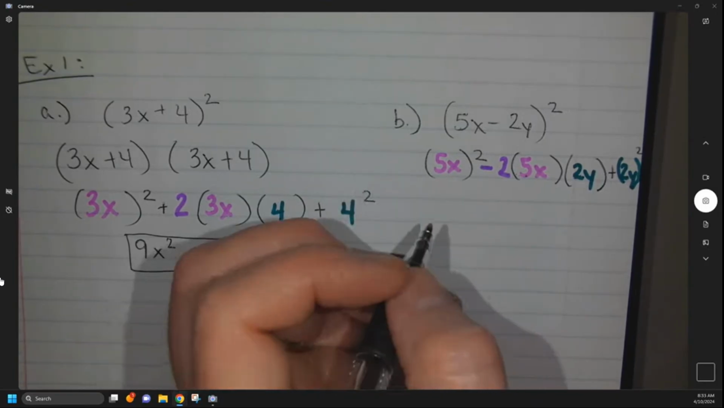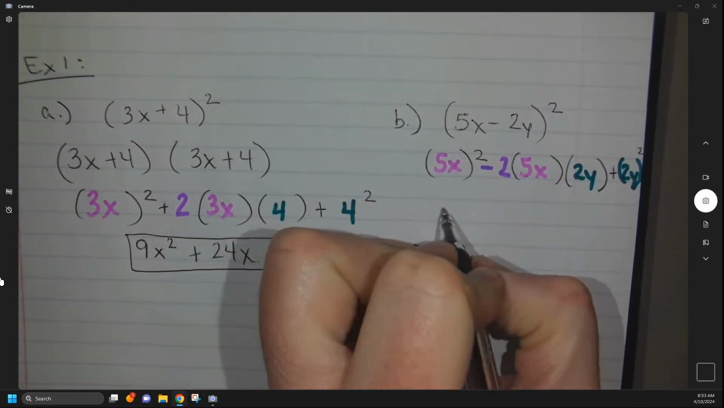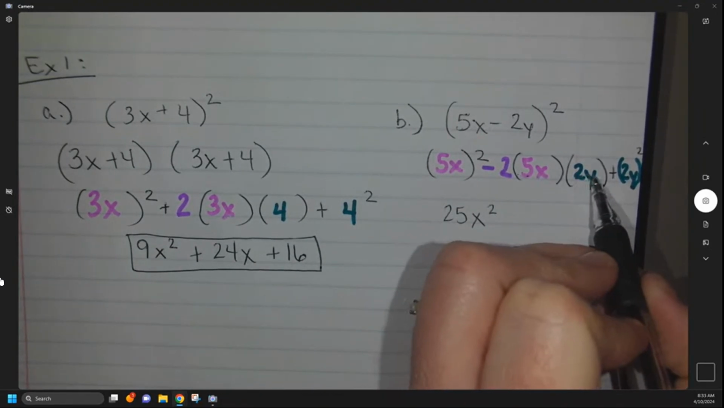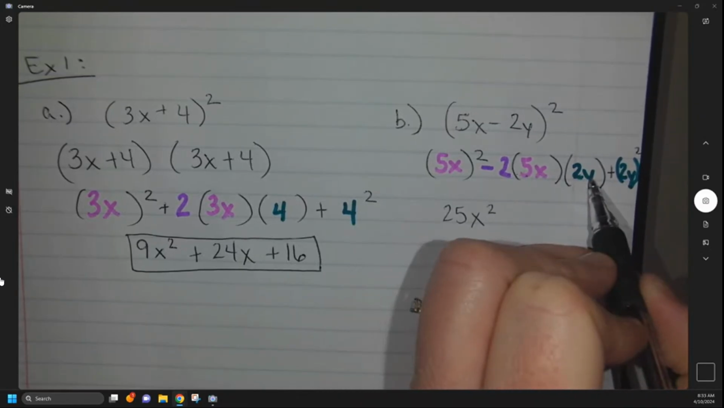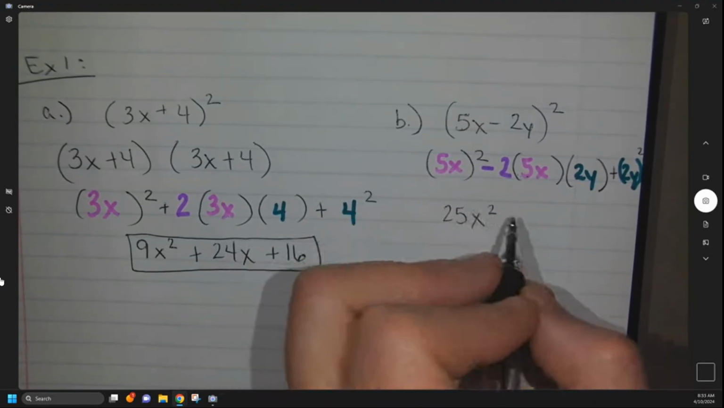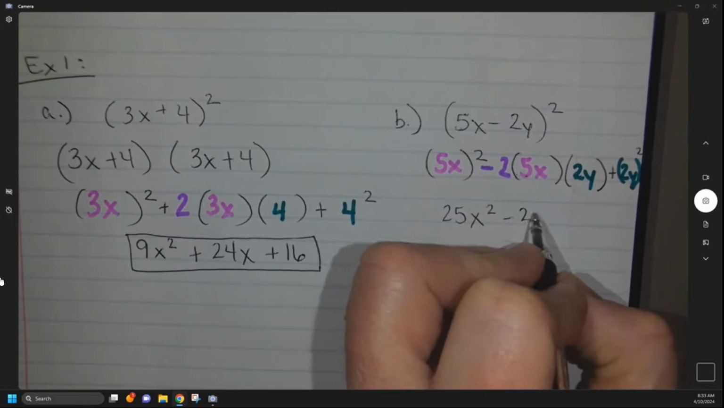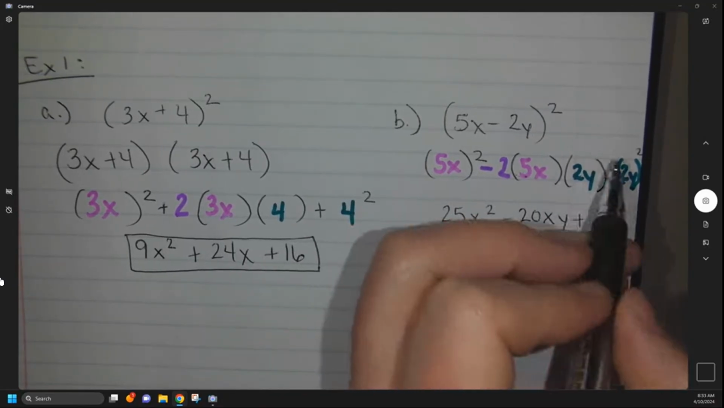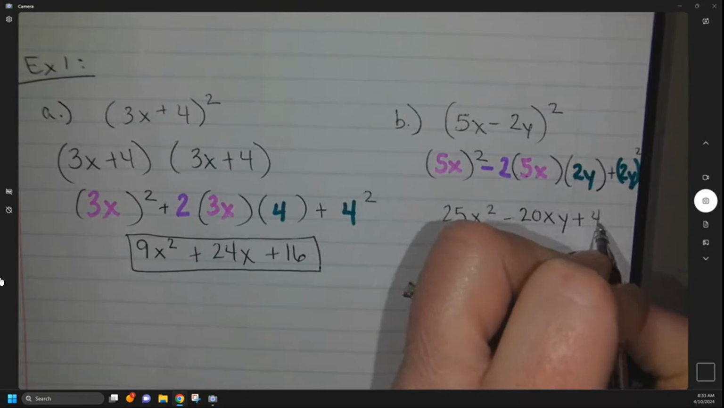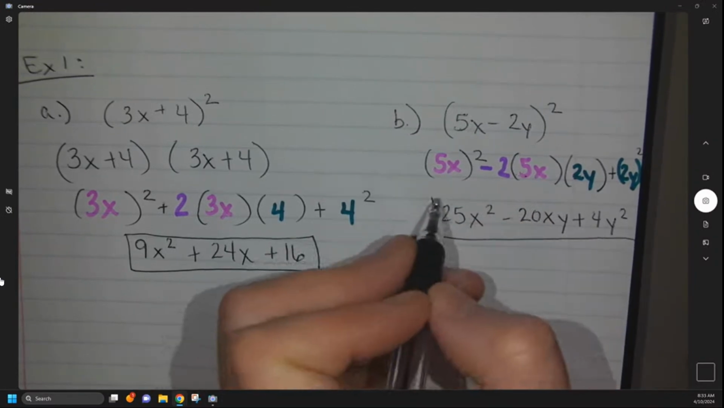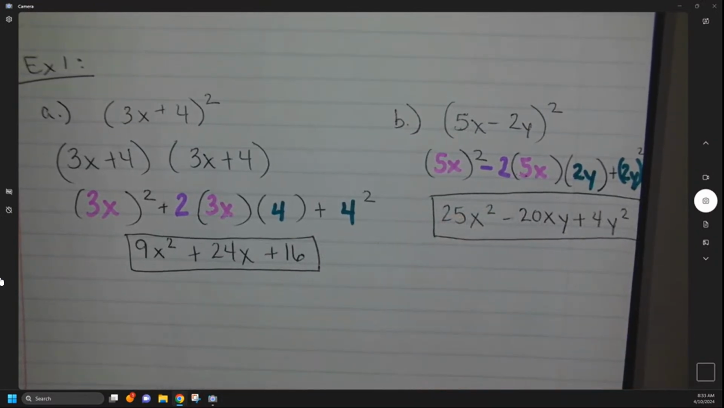All right, so simplifying it up, we've got 5 times 5, which is 25x squared. We have 5x times 2y, which is 10xy. And I have negative 2 groups of that. So negative 2 times 10 is negative 20xy, plus 2 to the second power is 4. Y to the second power is y squared. So 25x squared minus 20xy plus 4y squared.